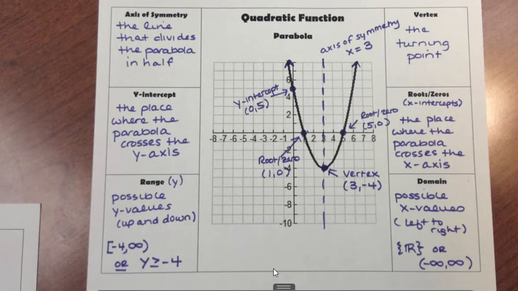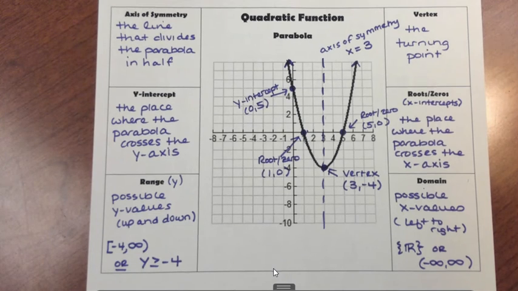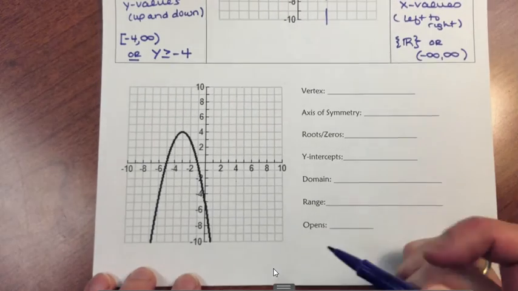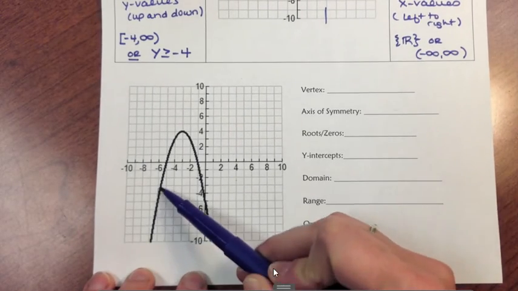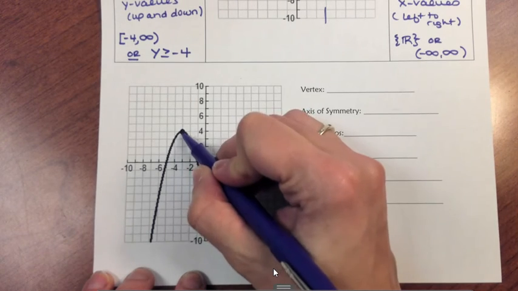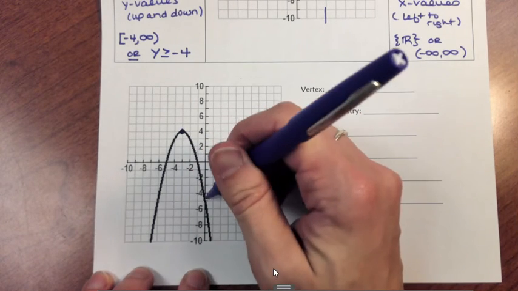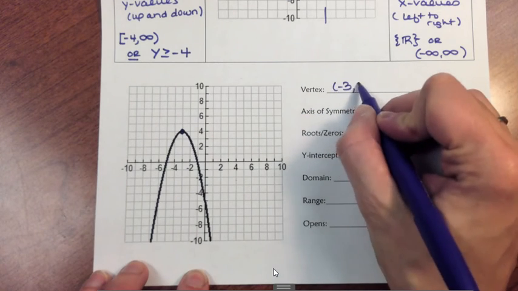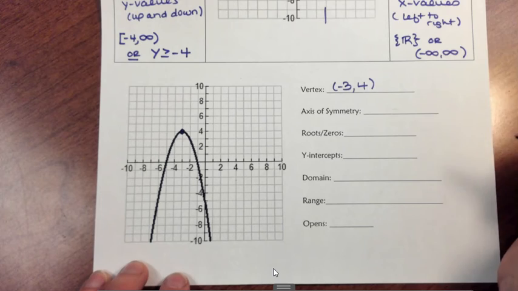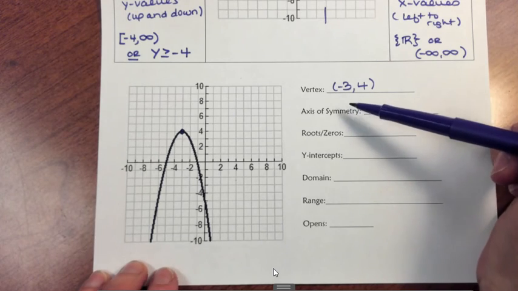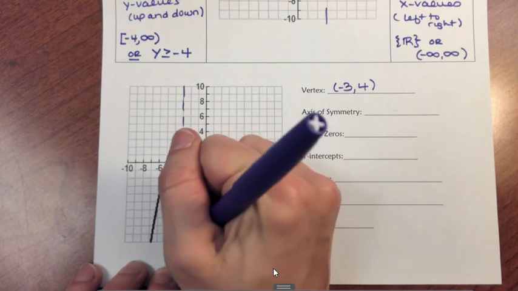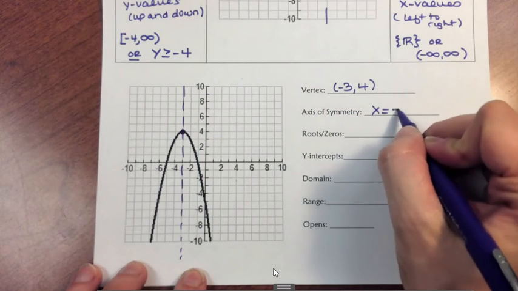All right, so let's do one example together, and then I'm going to ask you to complete the last 3 on your own and have them checked over before moving on to the next activity. So let's start with vertex. We know the vertex is the turning point, so here it's starting to increase, and then right here you can see it changes direction and it starts decreasing. So this value right here at (-3, 4) is called the vertex. The axis of symmetry we know is where it cuts it in half. So it looks like the parabola is cut in half right here at x equals -3.